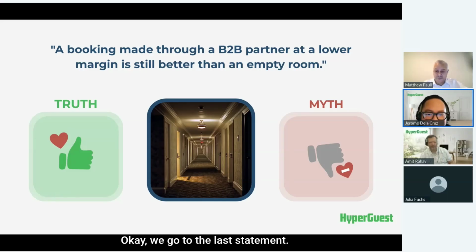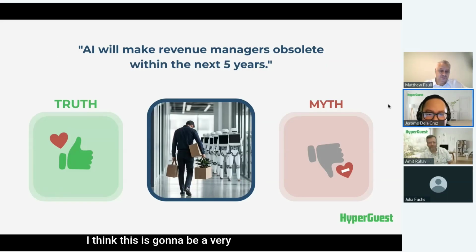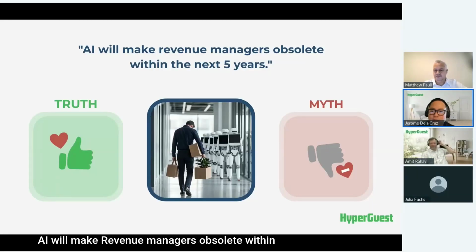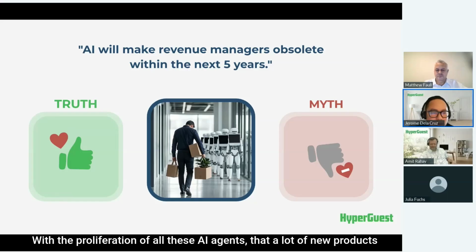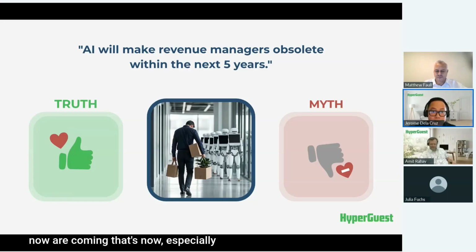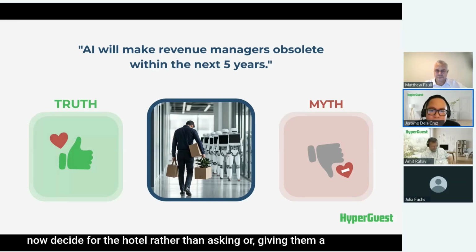Okay, we go to the last statement. I think this is going to be a very controversial one. AI will make revenue managers obsolete within the next 5 years. With the proliferation of all these AI agents, a lot of new products are now coming, especially the agentic era, wherein they can now decide for the hotel rather than asking or giving them a task, right? So, do you think revenue managers will have a problem in the next 5 years?